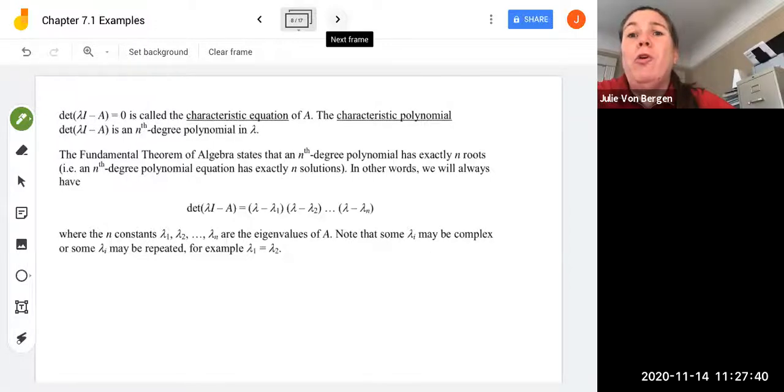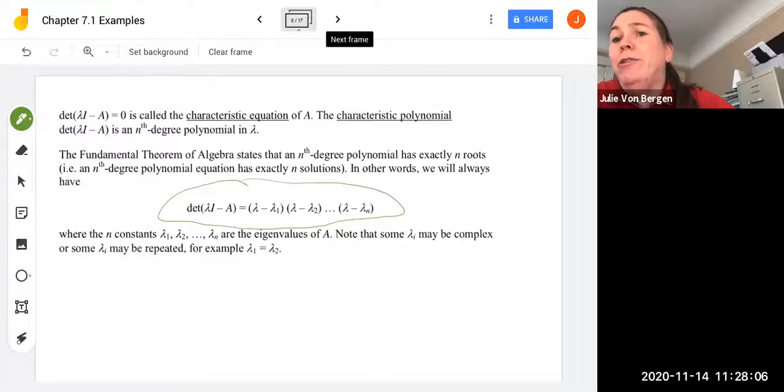The characteristic polynomial, determinant of lambda I minus A, is an nth degree polynomial in lambda. We know from the fundamental theorem of algebra that an nth degree polynomial has exactly n roots. That is, an nth degree polynomial equation has exactly n solutions. So in other words, we can always write the determinant of lambda I minus A as the product of the n factors, lambda minus lambda 1 through lambda minus lambda n, where the constants lambda 1 through lambda n are the eigenvalues of A.